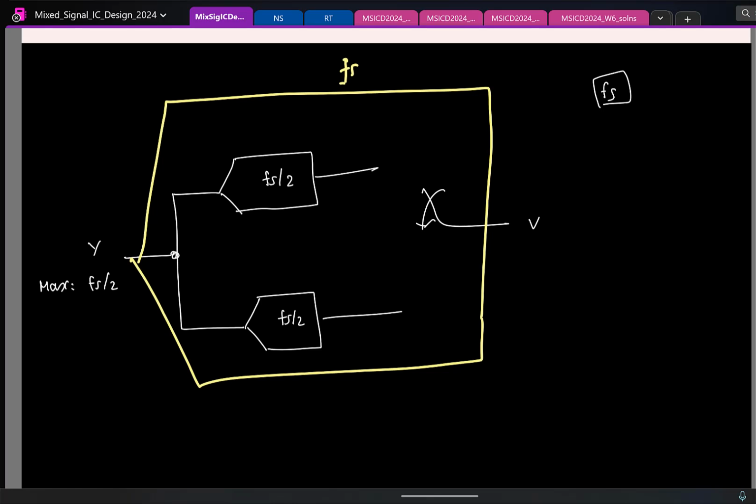Let me try to model this mathematically. Let us say I have the top ADC sampling at fs by 2. The sampling operation, how can I model it mathematically? Multiplication with an impulse train. Let us say this is some p delta of t. What is the time period of this impulse train? It's sampling at fs by 2, so the time period is 2 times ts.